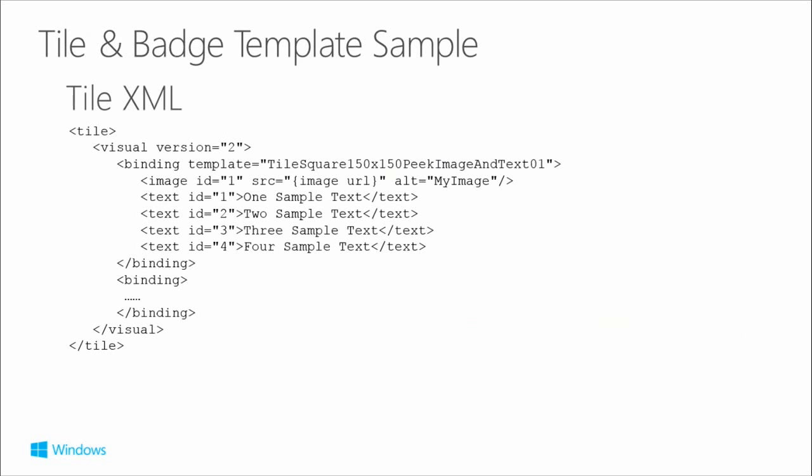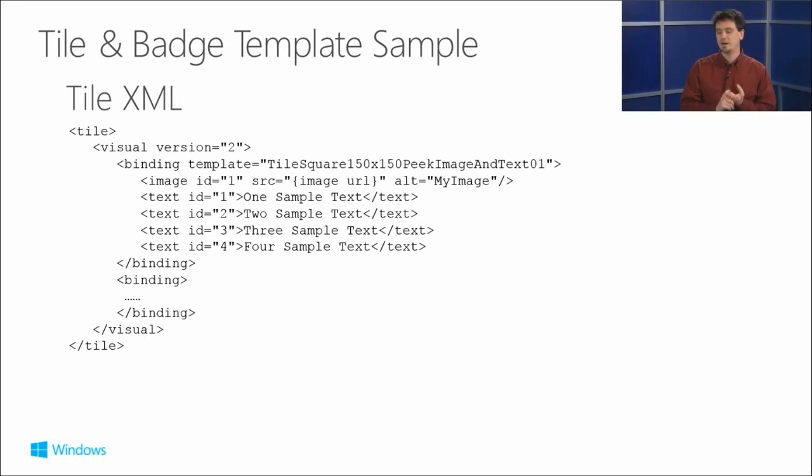So the way we create or update a tile is with a tile object, a tile XML object. And it looks a little something like this. You've got a tile, and inside the tile it has one visual, and that defines multiple bindings. And the bindings are for all the tile types that your application creates. And so there might be a medium tile type and a wide tile type and a huge tile type.